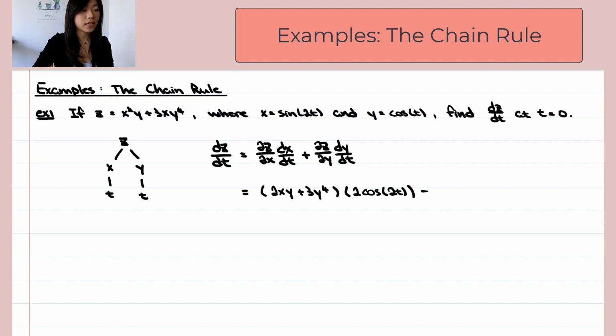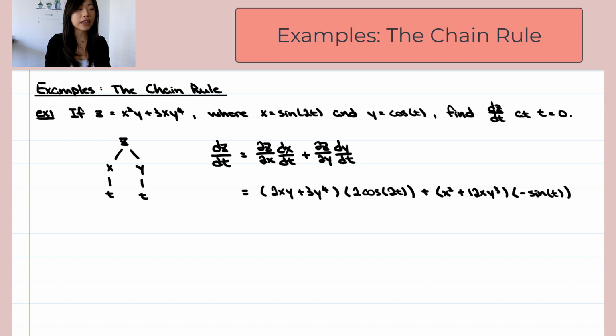Then plus the partial derivative of z with respect to y. So we'll take the derivative of this function with respect to y, and we get x squared, plus 12 times x times y cubed, then times the derivative of y with respect to t. That is, we want to take the derivative of this function. The derivative of cosine of t is negative sine of t. And that is the derivative function.